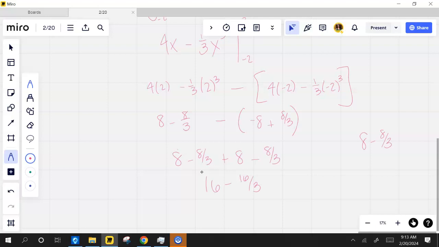24 over 3 minus 8 over 3 would be 16 over 3. And then you have to double it.